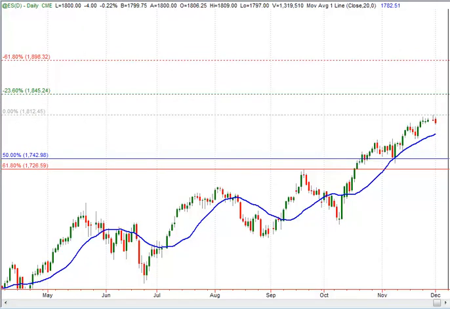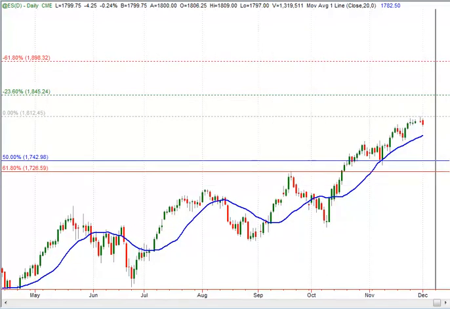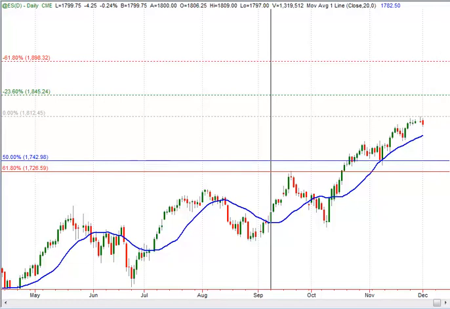And if algorithms will not defend the 1743 level here, it means that the general market, funds, hedge funds, banks, institutions, traders, big traders, hedgers, they won't have any interest in keep pushing this price higher.